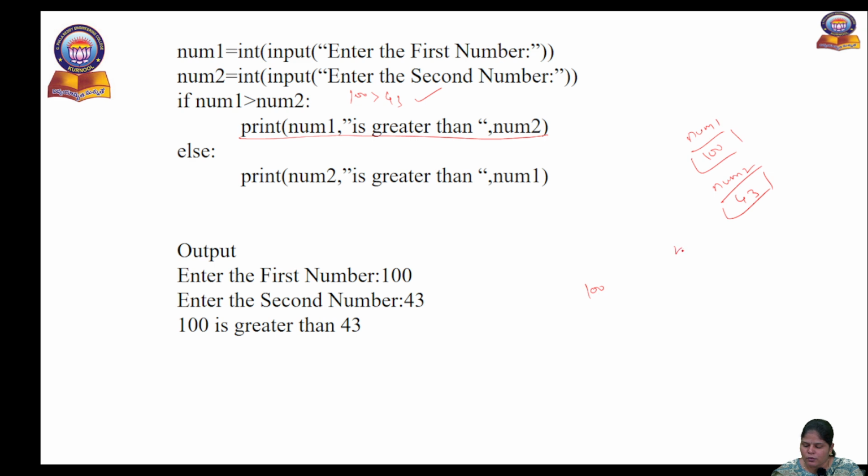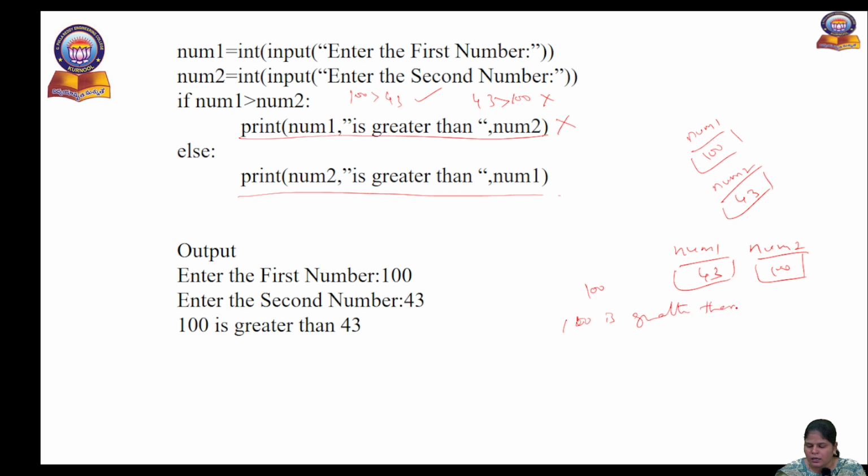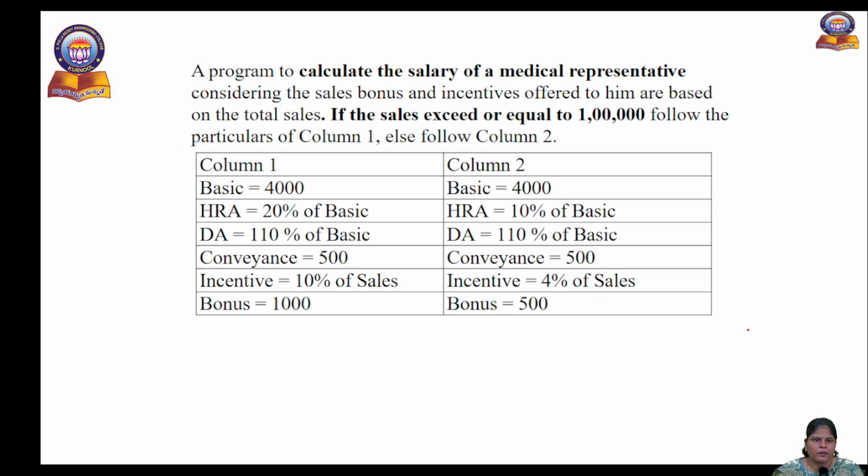If I take the values reversed, num1 as 43 and num2 as 100, now it will check 43 greater than 100. The condition is false, so this statement will not be executed. It goes to the else statement, where the statement num2 is greater than num1 will be printed. That means 100 is greater than 43 will be printed, right? So the same is a program.